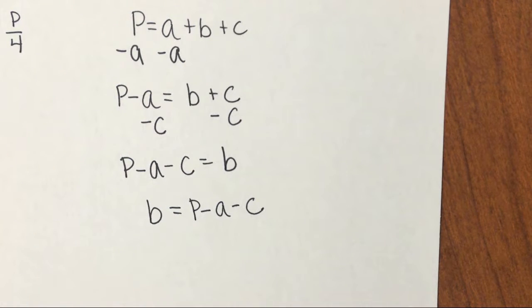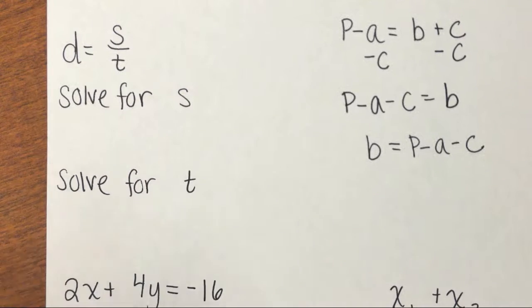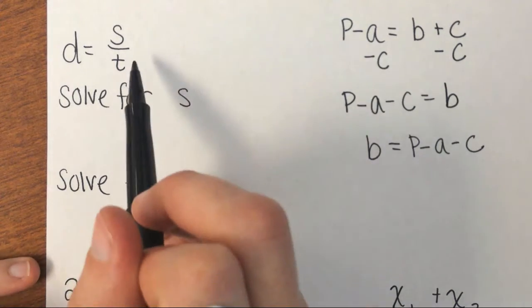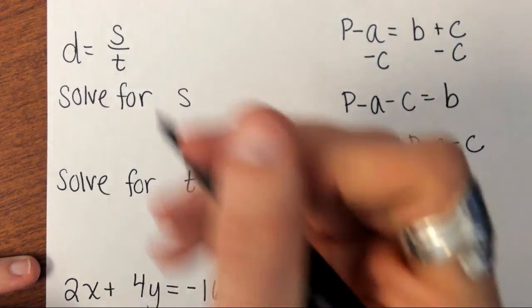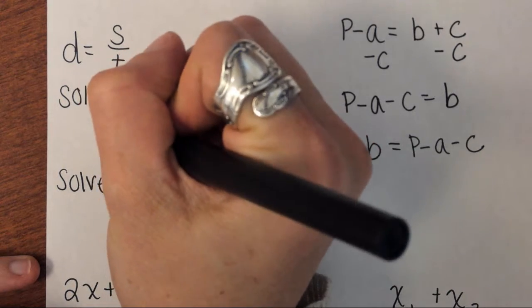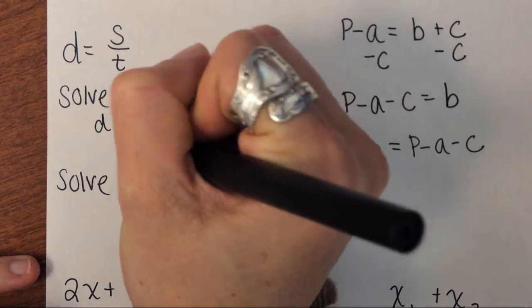All right. So now we're going to look at a division one. This is distance equals speed over time. We're going to solve this for 2 different variables. The first time we're going to solve for s, and the second time we're going to solve for t. And they are a little bit different. So for the first one, we're solving for s.